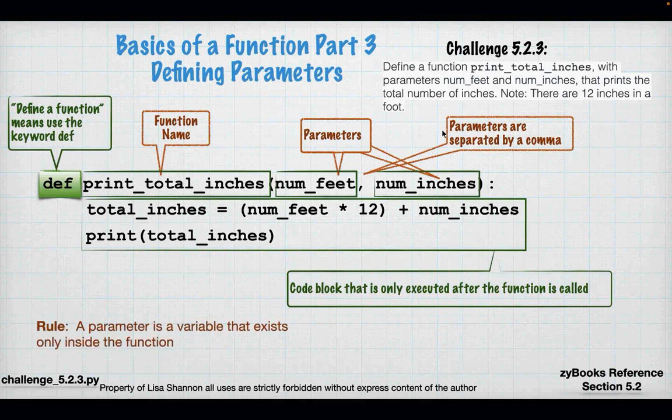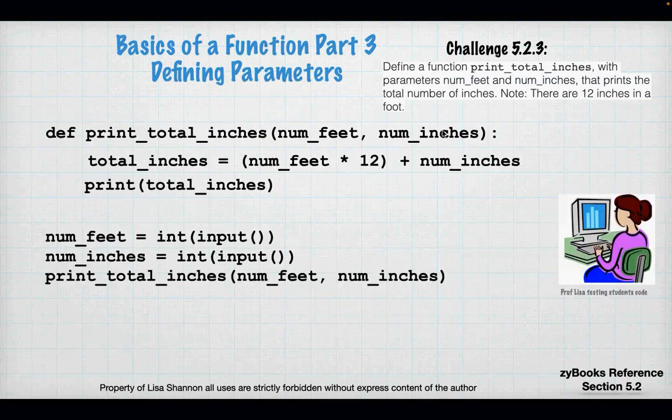So a parameter is a variable that exists only inside the local scope of the function. The value of a parameter is provided when you call the function. So we don't know what these values are yet because we can't see the function call. We haven't gotten that far talking about functions part three. So we're about to talk about that now.